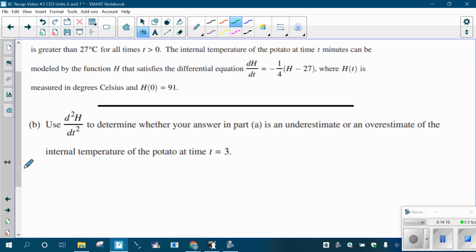Use d squared h dt squared, the second derivative there, to determine whether your answer in part A is an over or under estimate of the internal temperature.